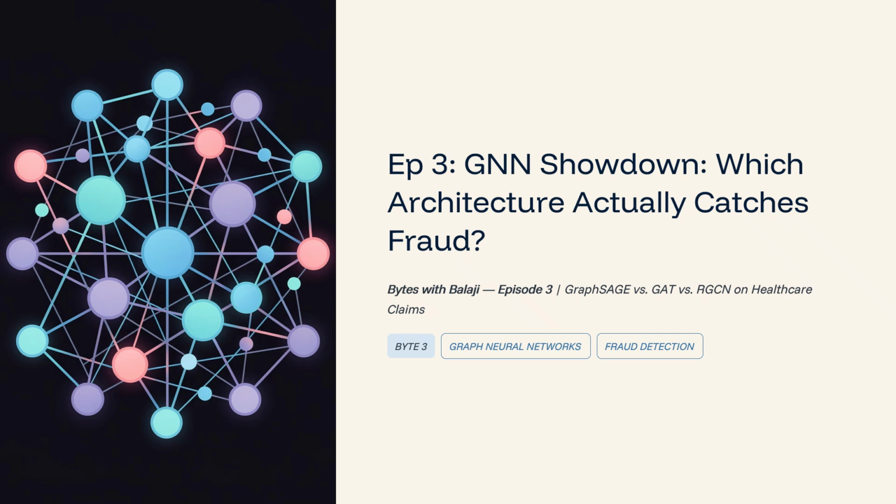So today we answer the question that should be on every data scientist's mind the moment they decide to apply GNN to healthcare fraud. Which architecture actually works? Not in theory, not in a toy graph. On real Medicare claims data with class imbalance, heterogeneous edges, and the operational constraints of a production fraud system. GraphSAGE, GAT, and RGCN go head to head. These are some of the graph models. By the end of this episode, you will know exactly which one to reach for and more importantly, why.